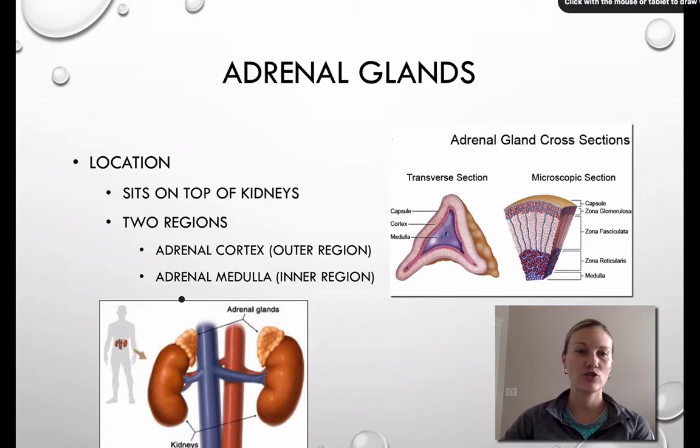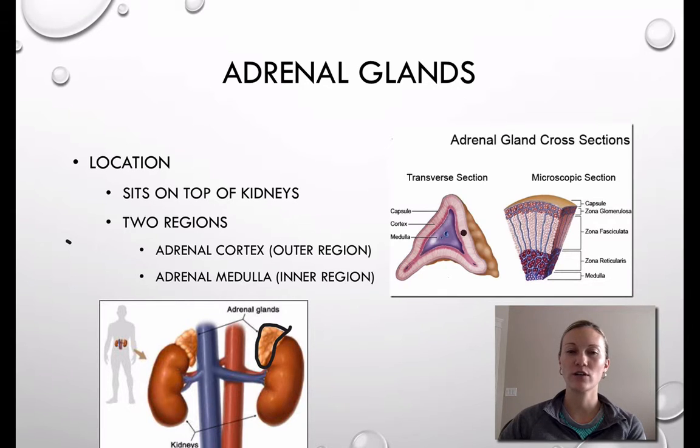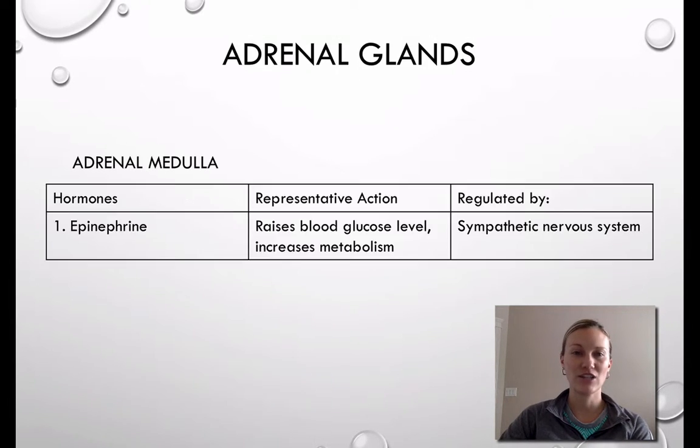The next up are the adrenal glands. The adrenal glands basically sit on top of the kidneys. So here are the adrenal glands. They're made up of two regions as well. You have the adrenal cortex, which is the outer region. So the cortex is this pinkish area in this triangle. And then the inside is the adrenal medulla, that purplish area. So it's subdivided into two different areas.